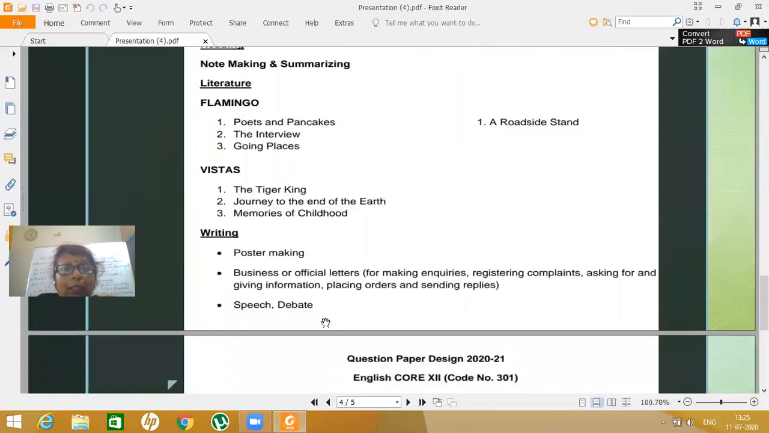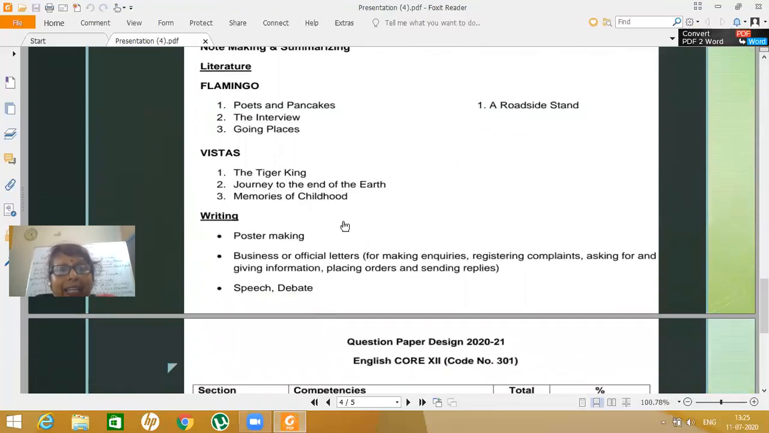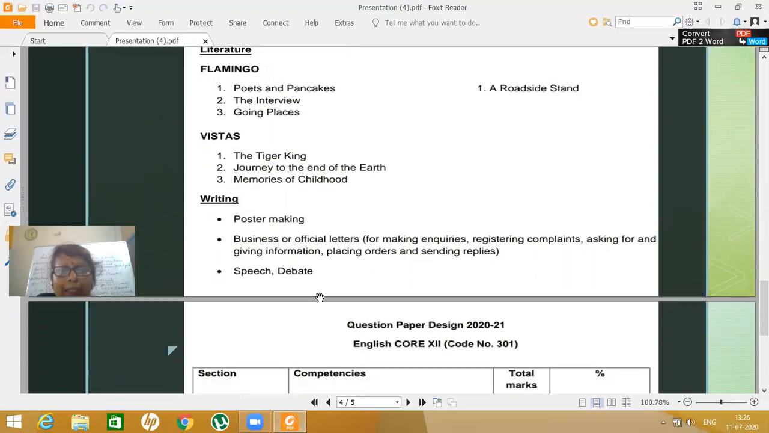Now let us come to the topics that have been deleted in the writing section. Poster you won't be getting. In the short composition, we used to get poster also, but this time you won't be getting poster designing. In letters, we used to get different types of letters. This time you are getting only letters to the editor and job application. The rest, business or official letters like letter of inquiry, complaints, asking and giving information, placing orders, sending replies, all these letters have been deleted. And even speech and debate have been deleted, so you won't be getting that.